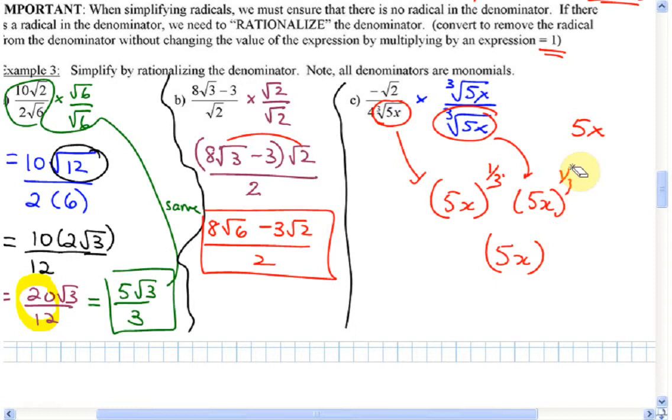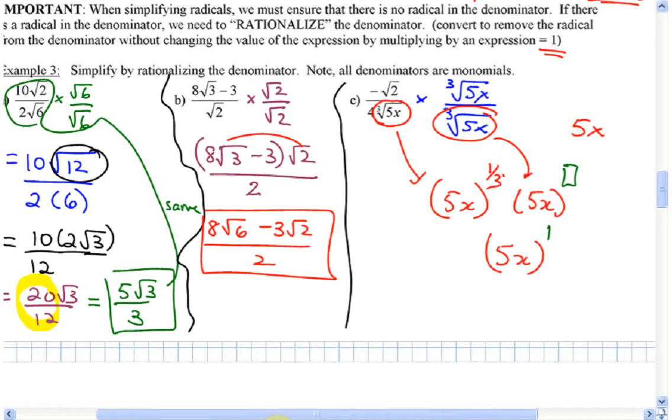So what should I actually have up here? What should this be in order for this to be equal to 1? I heard it. Say it louder. 2/3. So in this case, the goal of eliminating the root, whatever it is, either the square root or the cube root, is to make it as an exponent of 1.